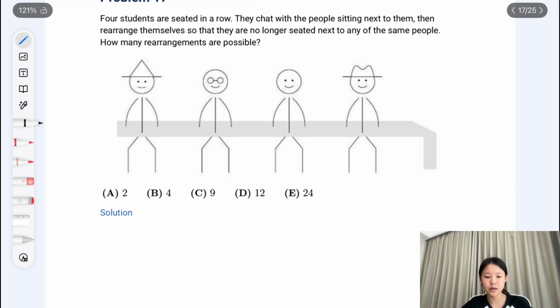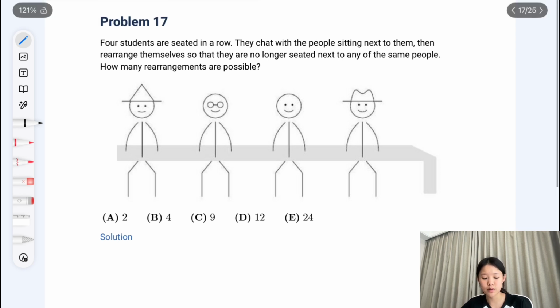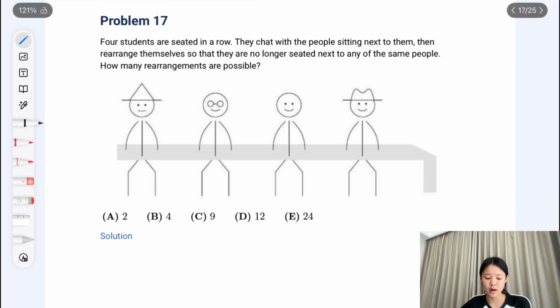Okay, so problem 17. 4 students are arranged in a row, and they talk to the people sitting next to them and then rearrange themselves so they're no longer seated next to any of the same people. How many rearrangements are possible? So we can call these people A, B, C, D.